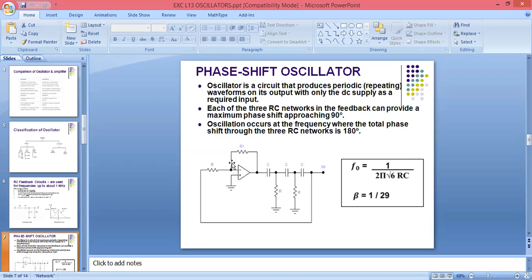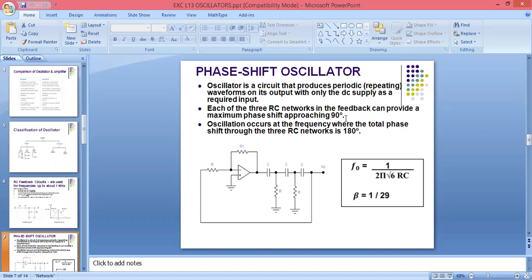This is the negative feedback amplifier. You can see the output is connected to the negative terminal of the input. So we can say this is the negative feedback amplifier, and it gives us a 180-degree phase shift. But we know when we are using a lead network, at the output we will get a maximum phase shift approaching 90 degrees.